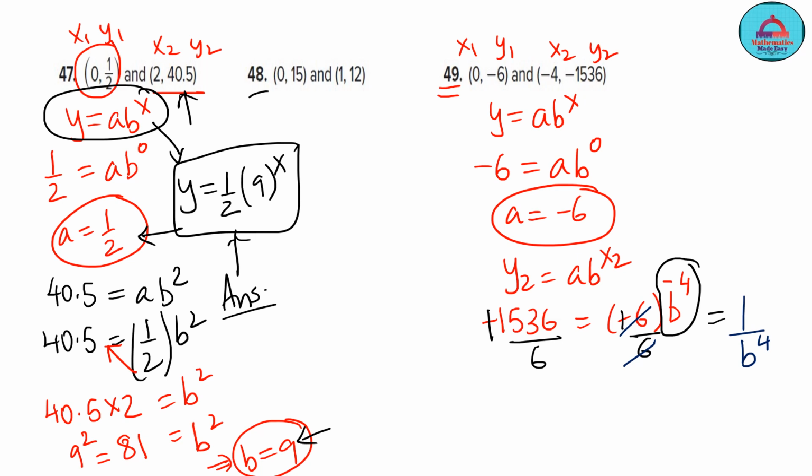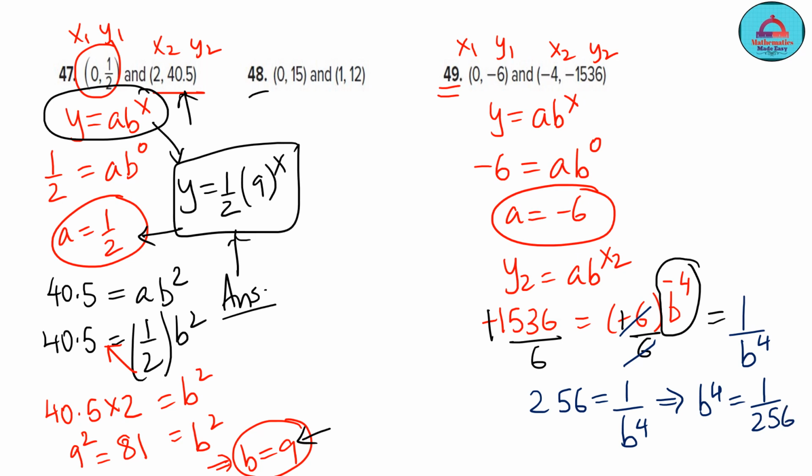Use your calculator one more time. So this is 1536 divided by 6. So that will come out to be 256. Now if you again cross multiply, 256 is 1 over b to the power 4. So this is gonna give you b to the power 4 is 1 over 256.